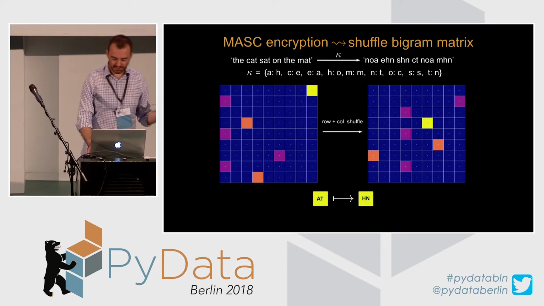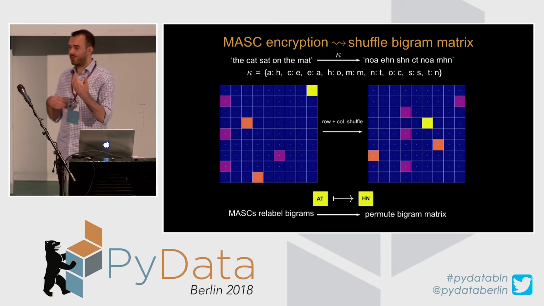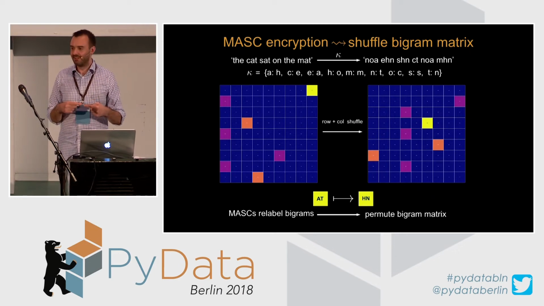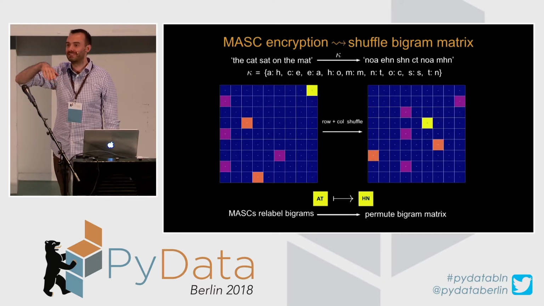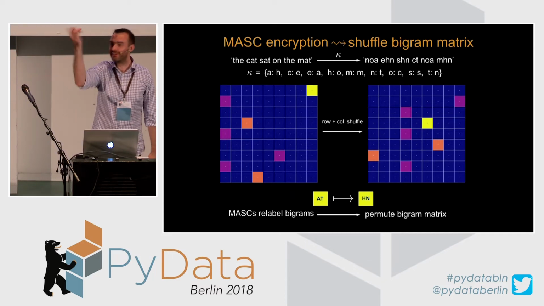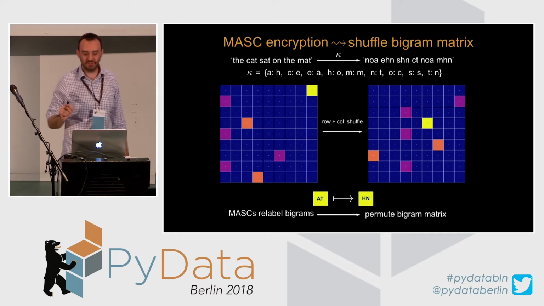And that kind of makes sense, because a mask relabels the bigrams just by shuffling the letters. And so that's going to have the same effect of relabeling the rows and columns of the matrix. And when you write them back out in alphabetical order, you're applying exactly the permutation that the key gives you.